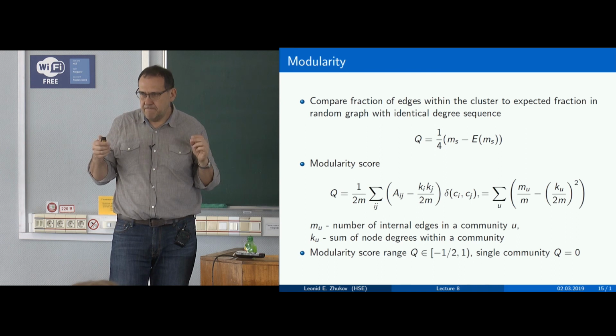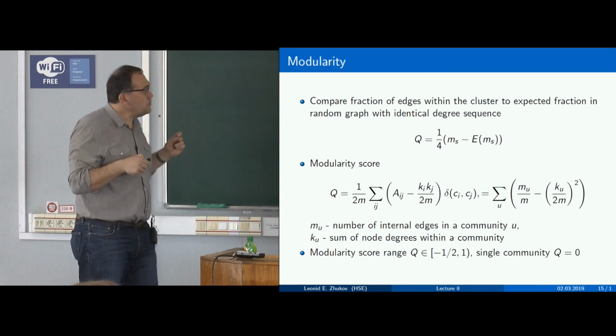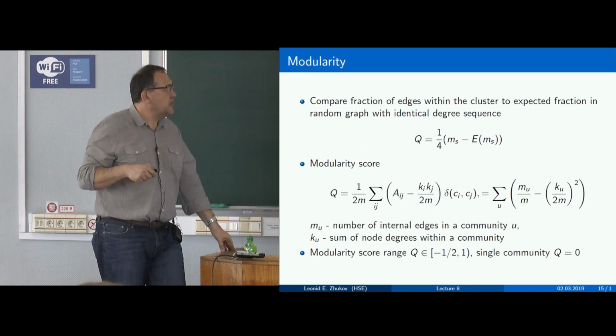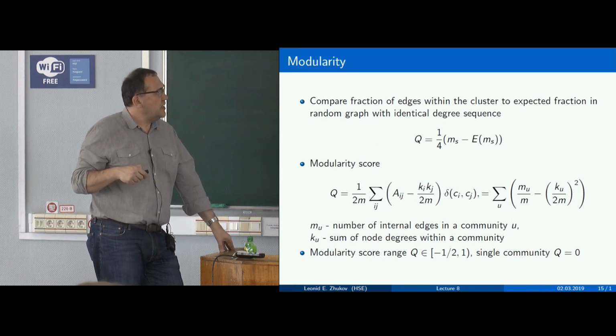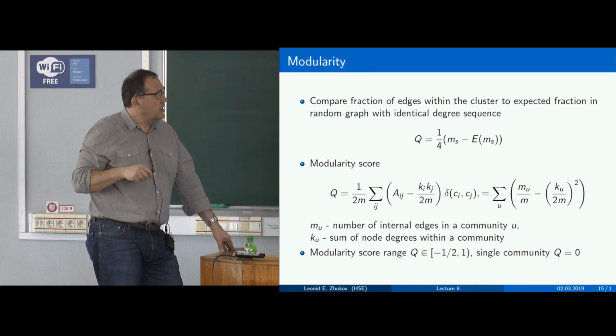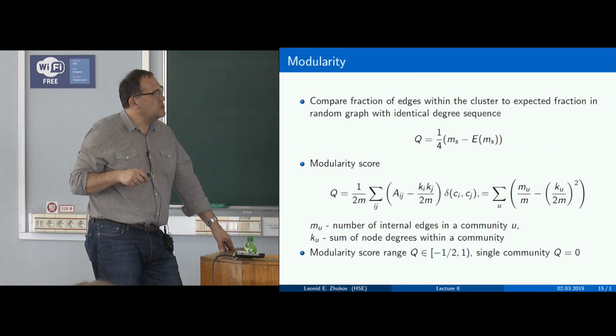Does this make sense? And so it's exactly the same metric. That's the modularity score. It involves the adjacency matrix, and the term that comes from the random graph. And this is the delta Kronecker symbol we discussed. Now it's going to be 1 if the nodes belong to the same community, and 0 if they belong to different communities.